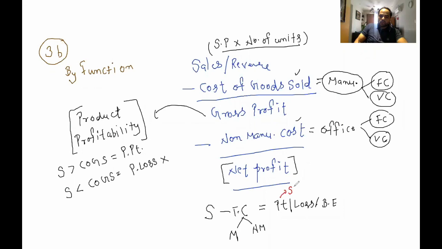sales more than cost. Loss, sales less than cost, right? Break even means no profit, no loss, which means sales equals total cost, right? So this is the way to understand it. By function means organizations have two main functions, manufacturing function and non-manufacturing function. So by using the cost of manufacturing and non-manufacturing, we understand how much profit the company is going to make. So that's the idea behind cost by function, right?